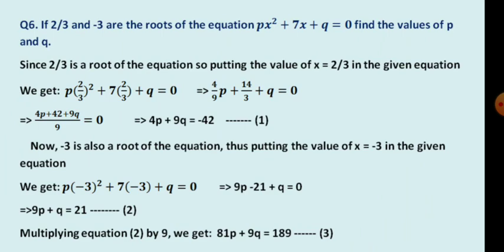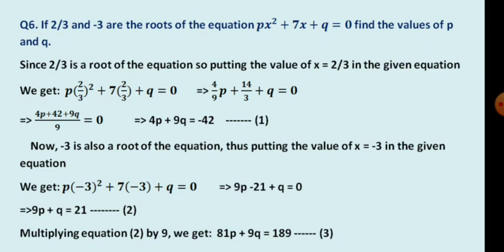So first we'll put the value of x to be 2 by 3. This will give us p into 2 by 3 whole square plus 7 into 2 by 3 plus q equals to 0. From this we'll get 4 by 9 p plus 14 by 3 plus q equals to 0. Now taking the LCM to be 9, we'll get 4p plus 42 plus 9q equals to 0, since 9 multiplied by 0 will become 0. Now bringing the number on the right hand side, 4p plus 9q equals to minus 42 is the first equation.